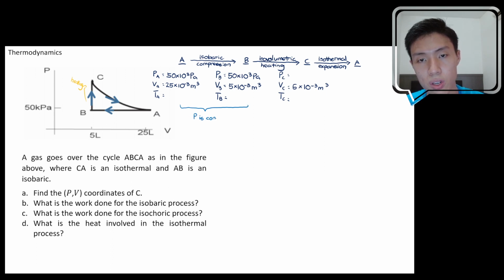That's why our equation will not have pressure inside. It will be V over T equals V over T. So this is VA, TA, VB, TB. Okay, continue from B to C.